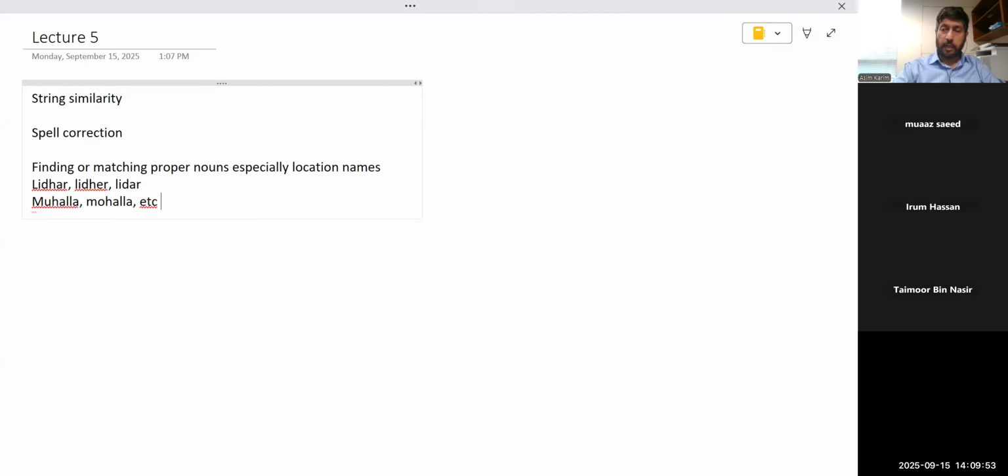You can also match proper names as well. Again, non-Latin names जैसे हमारे उर्दू नाम है या अरबिक नाम है, उनके स्पेलिंग स्टैंडर्ड नहीं होते. तो जब हम इंग्लिश में लिखते हैं तो उसके लिए भी आप स्ट्रिंग मैचिंग, स्ट्रिंग सिमिलरिटी यूज कर सकते हैं. So all these names that I mentioned, these are actually named entities in the sense that these are entities belonging to the class of location.